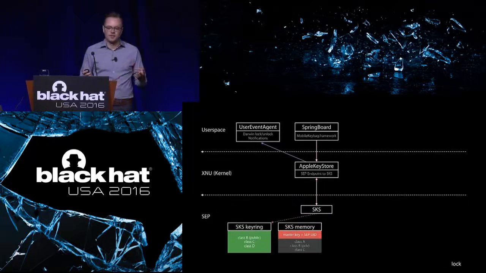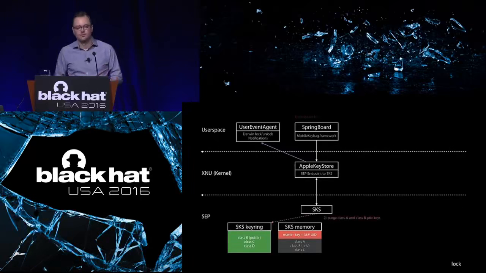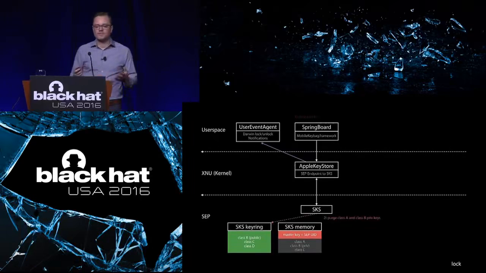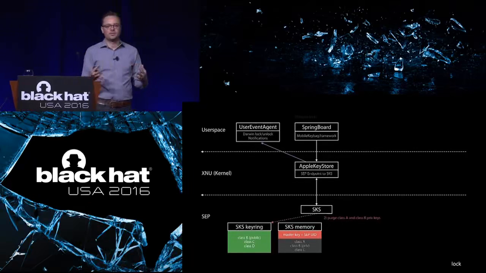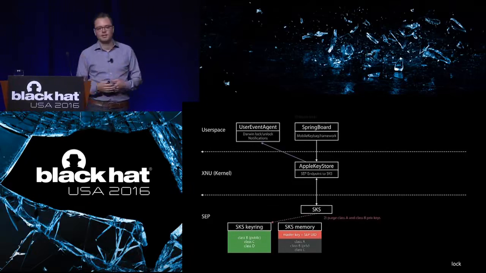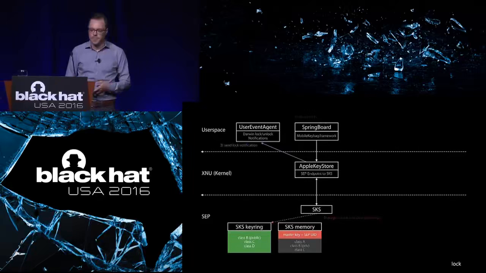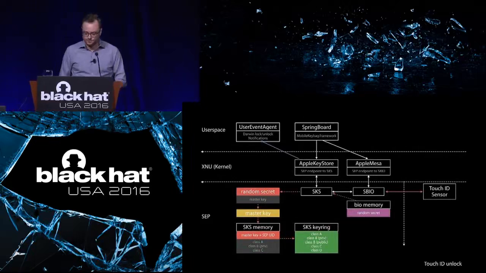But first, because lock is simple, let me show you what happens here. Once the device locks, we simply notify the SEP, it purges the class A and B private keys from its keyring, and that leaves the public key for class B, class C, which if you remember is meant to be accessible anytime the user has unlocked the device at least once, and finally the class D key. So here's how Touch ID works in this model.